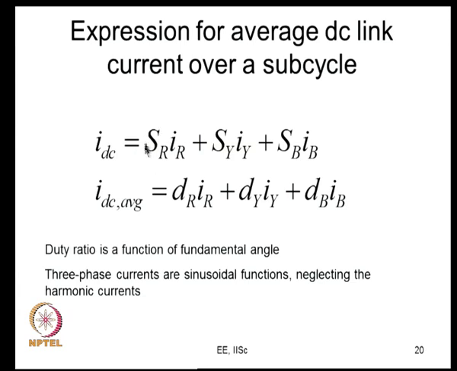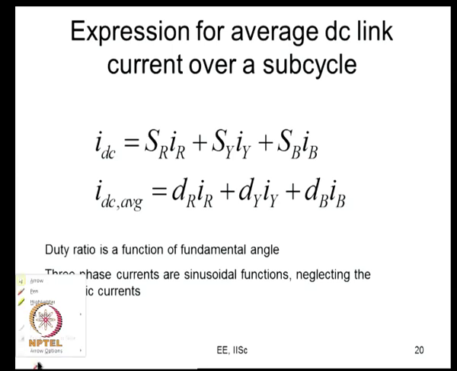So, what you are actually averaging is SR. SR is sometimes 1 and sometimes 0, and the average of this SR is actually the duty ratio dR. Similarly, the average value of SY over the subcycle is the duty ratio dY, the duty ratio of the Y phase top device in that particular subcycle. Similarly, SB, when you average it over a subcycle, gives you dB, and therefore your IDC average over a subcycle is like this. It is the product of duty ratio and fundamental current. This is for one particular phase, and the same thing is added for all these 3 phases.